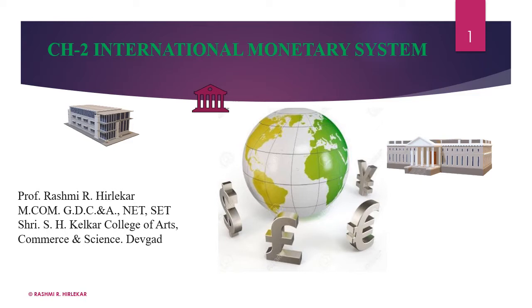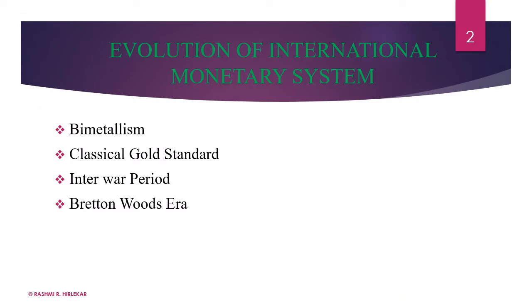Here we are studying chapter number 2, International Monetary System, which is the part of international banking and finance. As we have seen earlier, evolution of international monetary system has four main stages. First one is bimetallism, second classical gold standard, third interwar period, fourth Bretton Woods era.